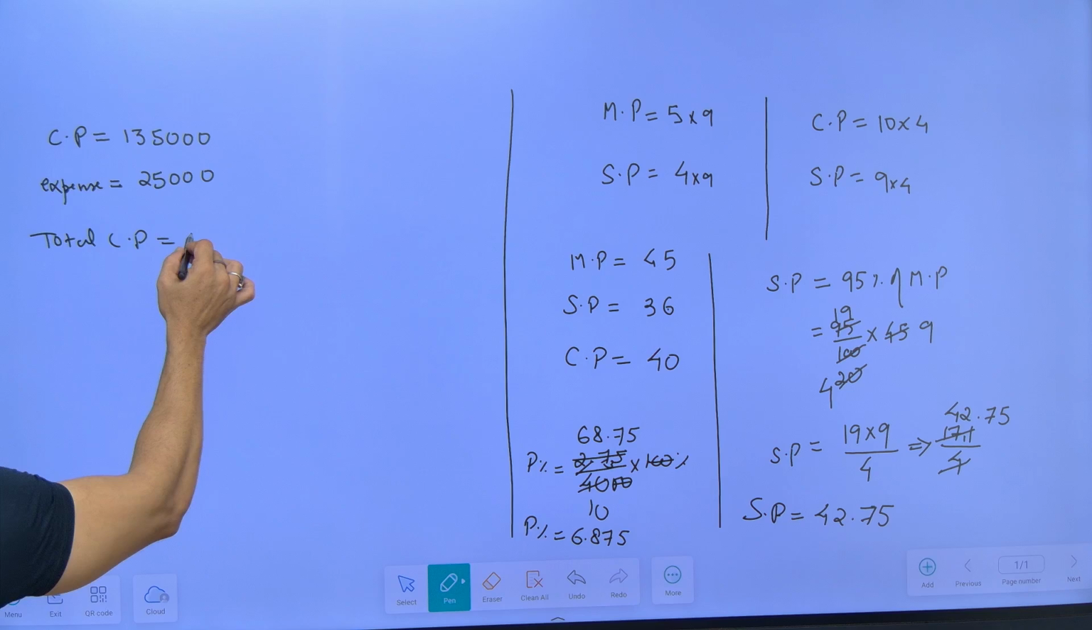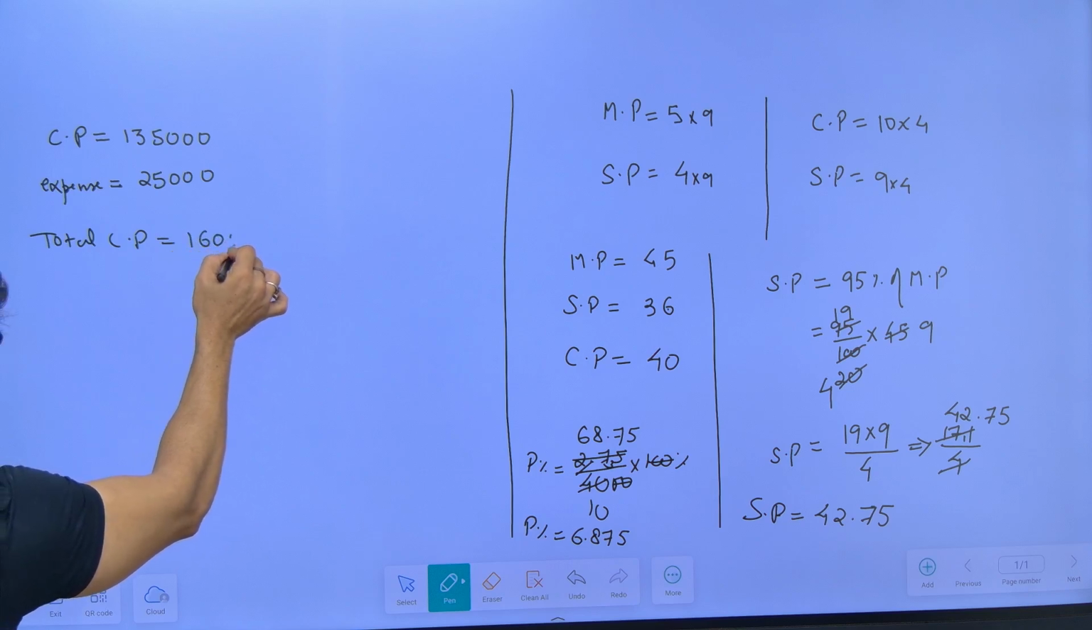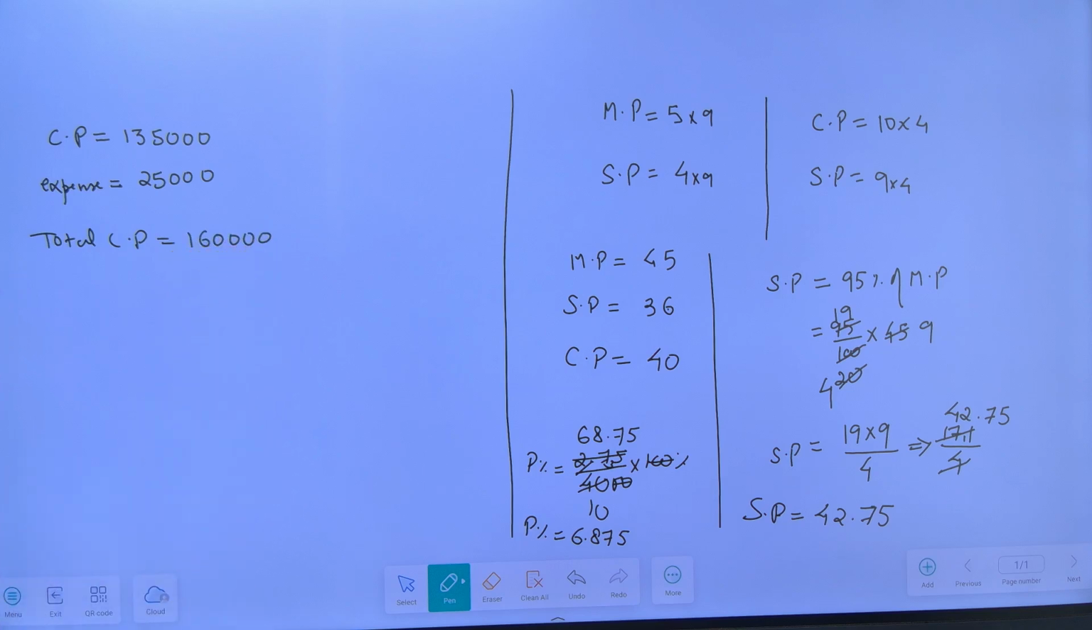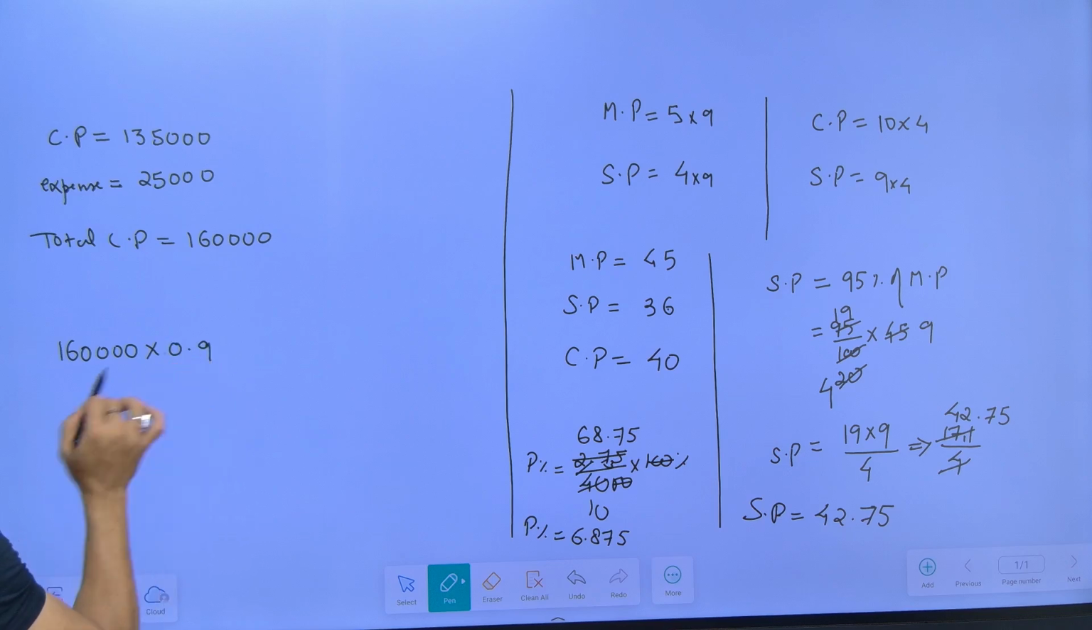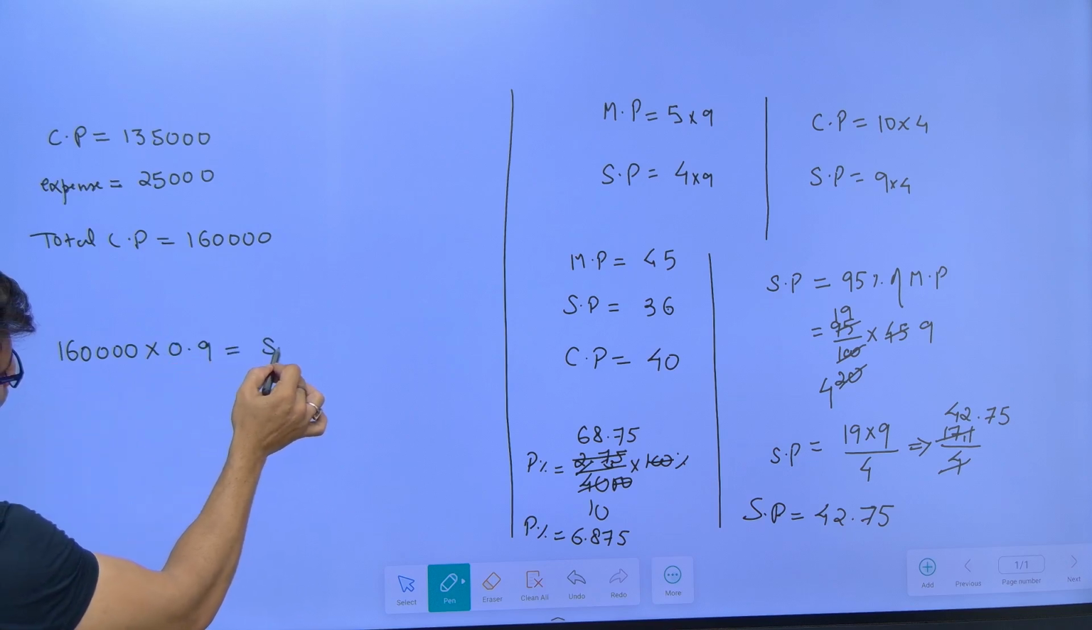1,35,000 plus 25,000, 1,60,000, right? Now total CP. Now they are saying he suffered a loss of how much? 10% on it, right? Now I know that cost price into multiplying factor gives me selling price. What is the cost price? 10% loss means price will come down. Means 0.9 will give you selling price, or not.